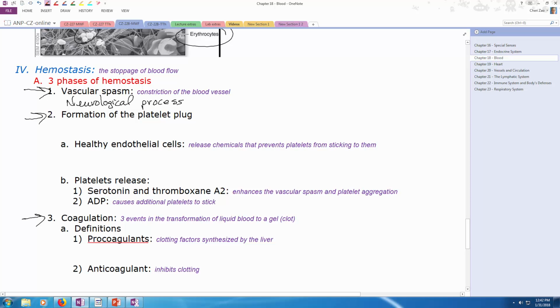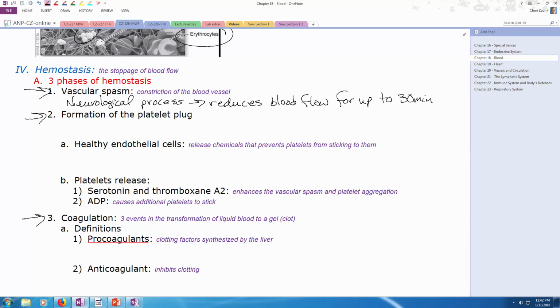Because it indeed is quick to start and will fatigue. And so what's nice about this, it is able to reduce blood flow for up to 30 minutes. Blood flow out, not in. Because that's what we're trying to do. We're trying to stop your blood flowing out of you. Okay. So that's vascular spasm.